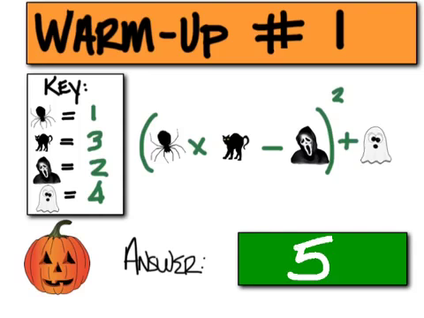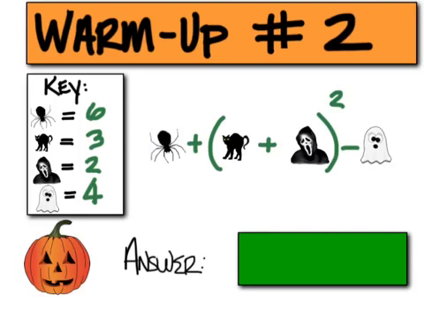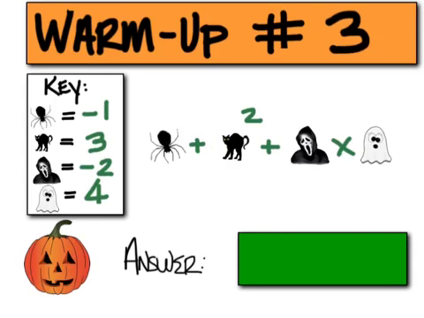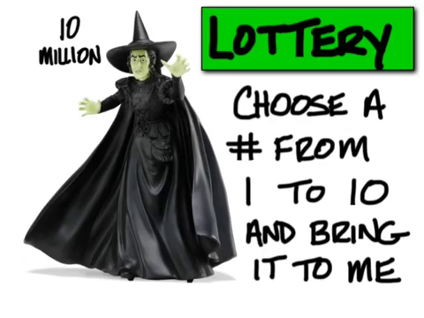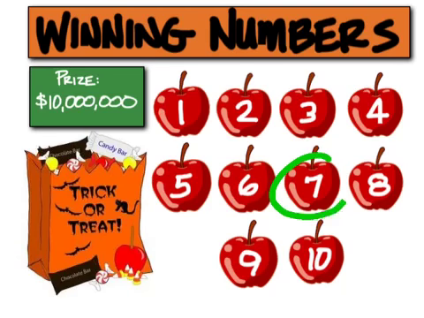The answer is 5. Answer is 27. Answer should be 0. Pick a number from 1 to 10. The winning numbers today are 7 and 3.